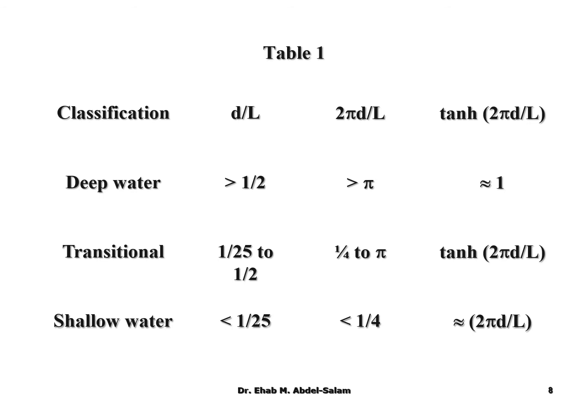For this reason, the transitional range of d over L is from 1 over 25 to 1 over 2, and 2π d over L from 0.25 to π. Tanh equals tanh. Shallow water is d over L less than 1 over 25. 2π d over L is less than 1 over 4. Tanh 2π d over L is approximately equal to 2π d over L.